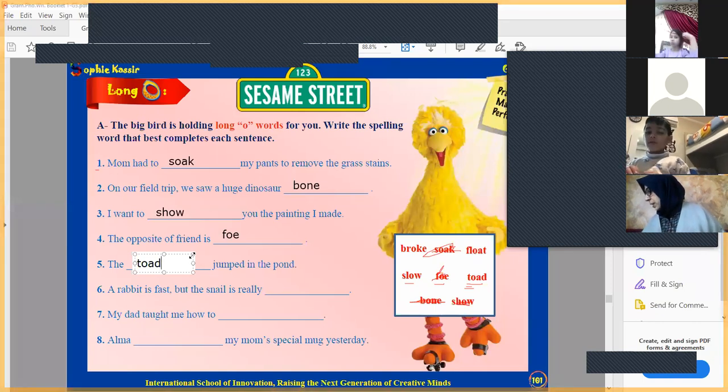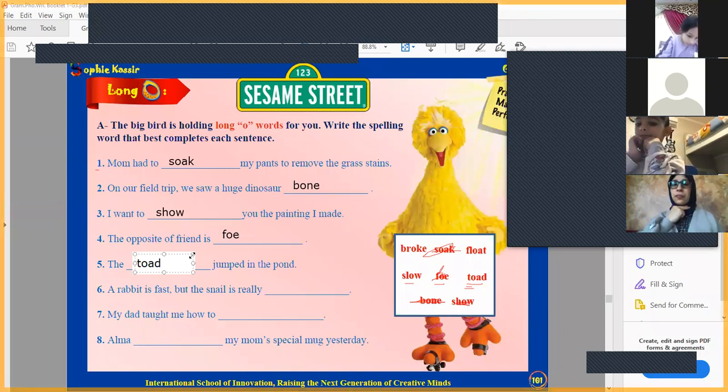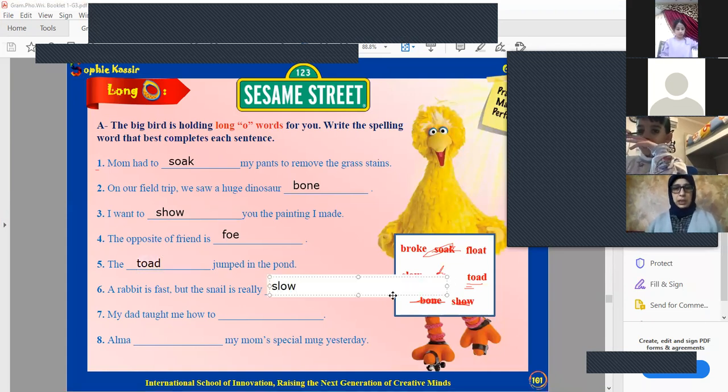Okay, miss, please do not unmute. Please, please. Fatima Bitar, number 6, please. Number 6. Yes, yalla, quickly. A rabbit is fast, but the snail is really slow. Bravo. But the snail is really slow. Fast is the opposite of slow. Thank you, Bitar. Yalla Shamauni. Number 7, please.